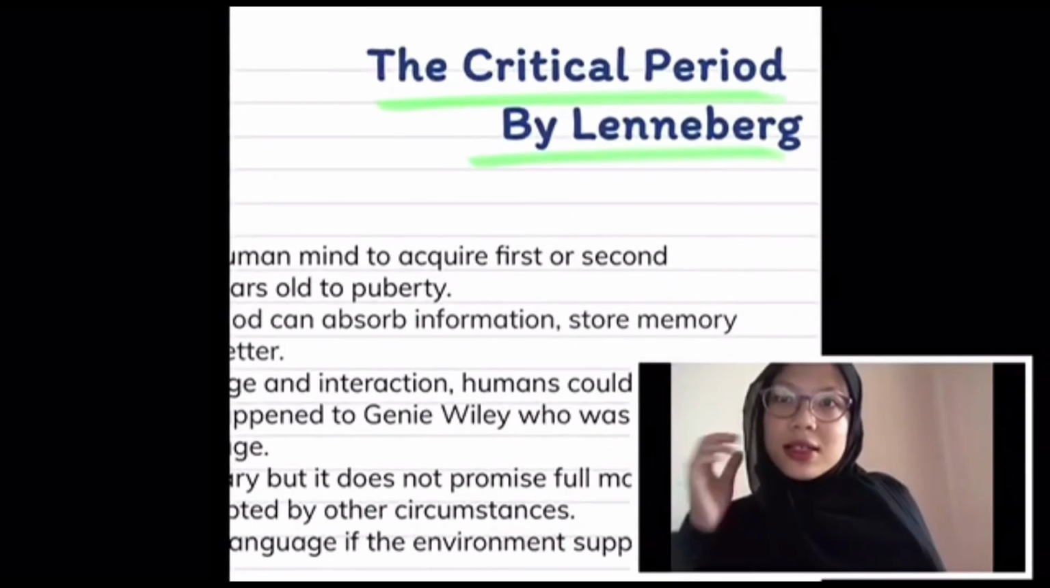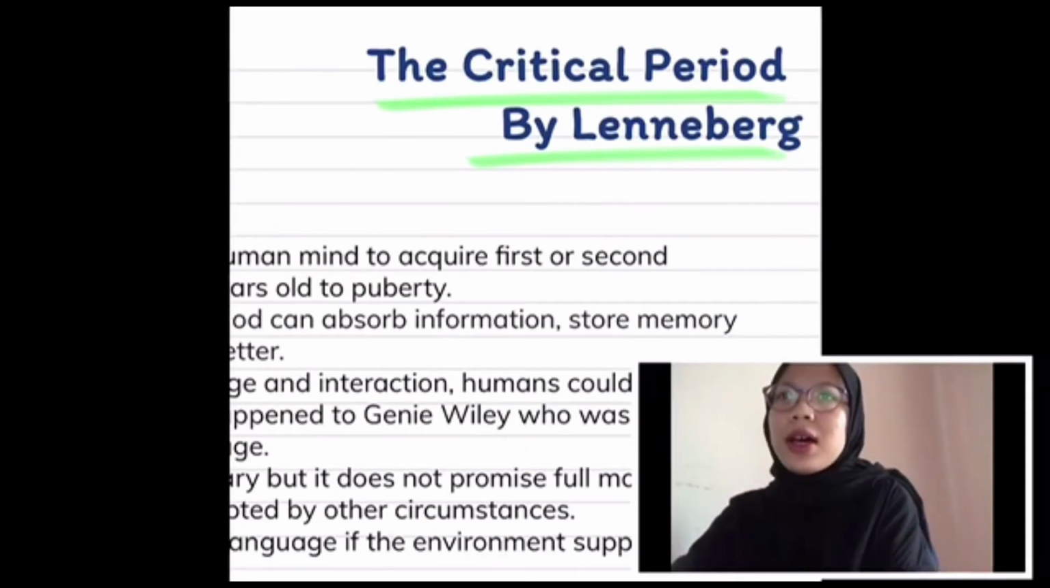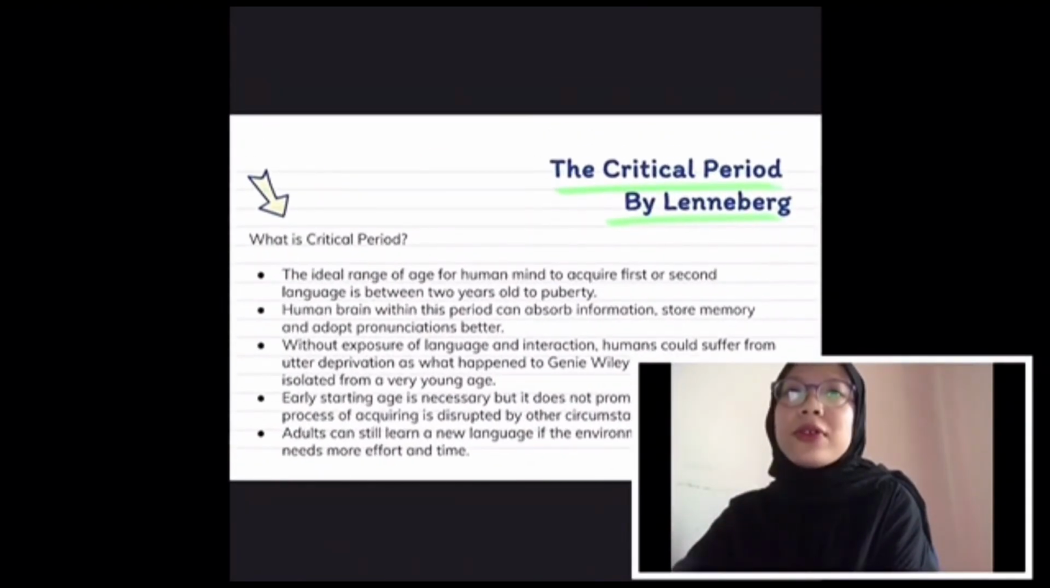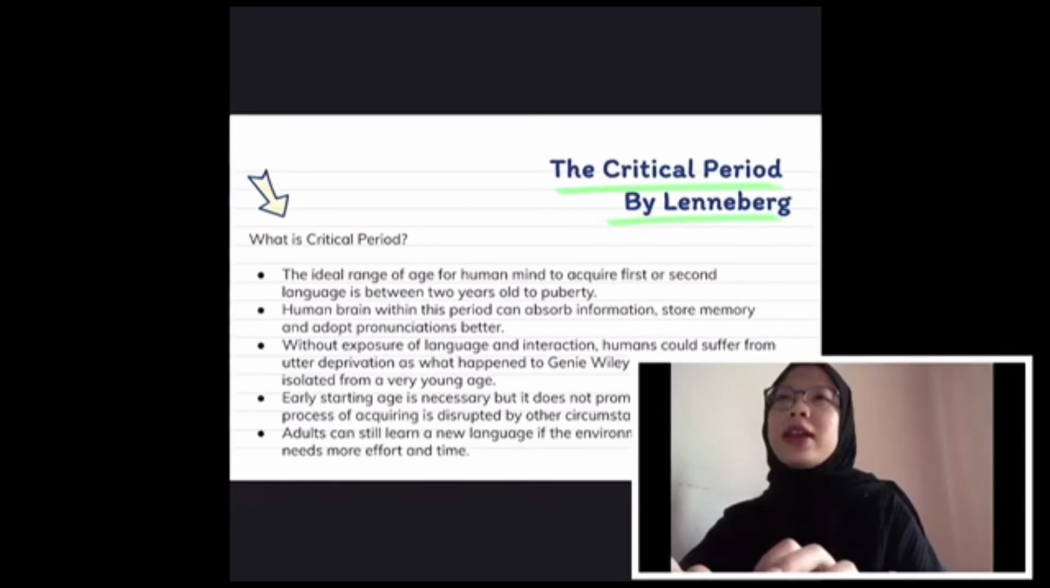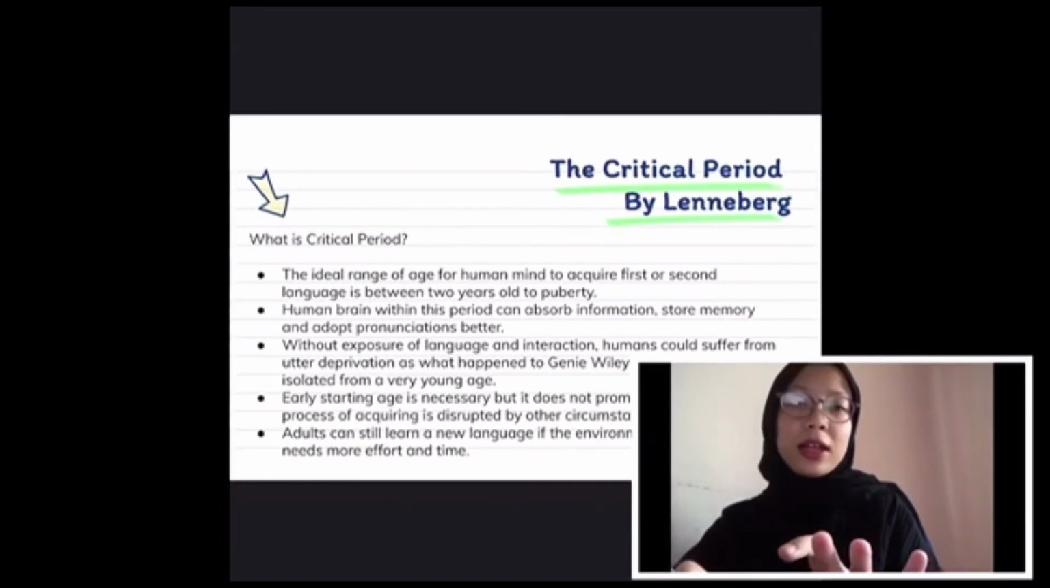So as we see on the slides, critical period is the ideal range of age for the human mind to acquire first or second language, and the range of age is between 2 years old until puberty. When one hits puberty, he or she will lose cerebral plasticity. So that is why it is theorized that adults cannot learn a new language as fast as a child.